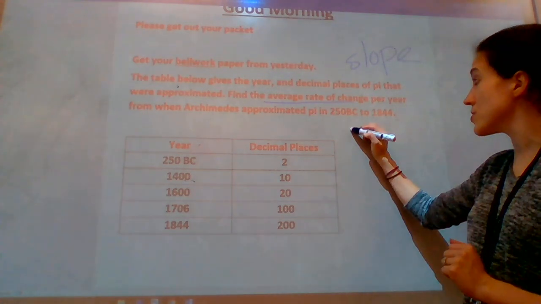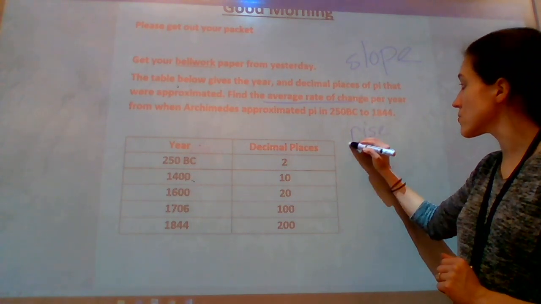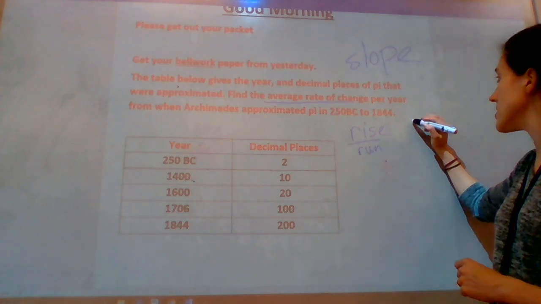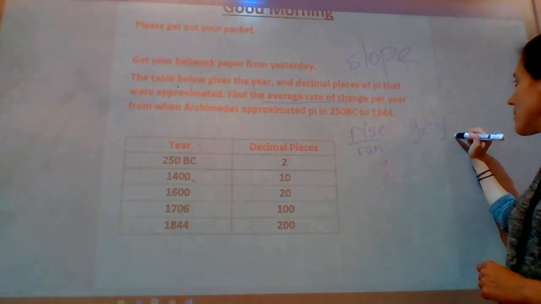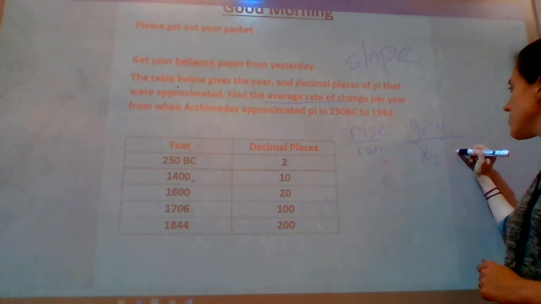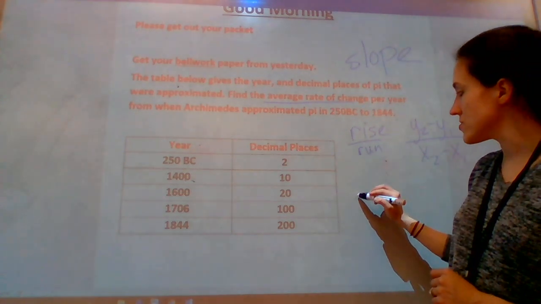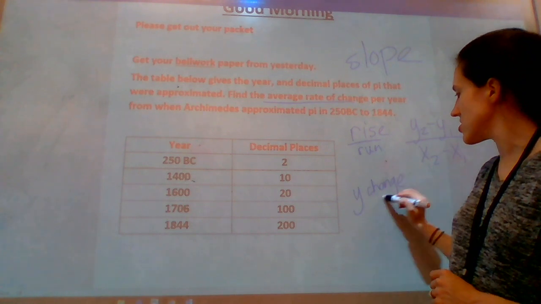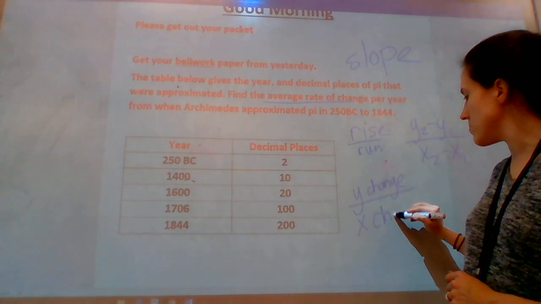So slope, you could think rise over run, or slope could make you think of that slope formula, y2 minus y1 over x2 minus x1. Could also say y change over x change. Either one of those would help us out.